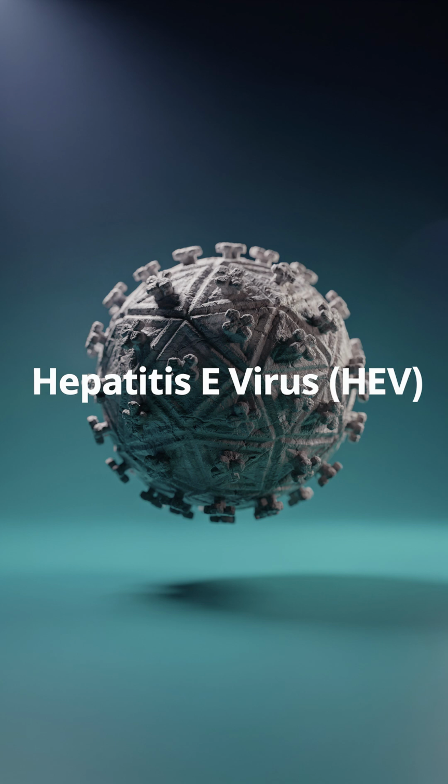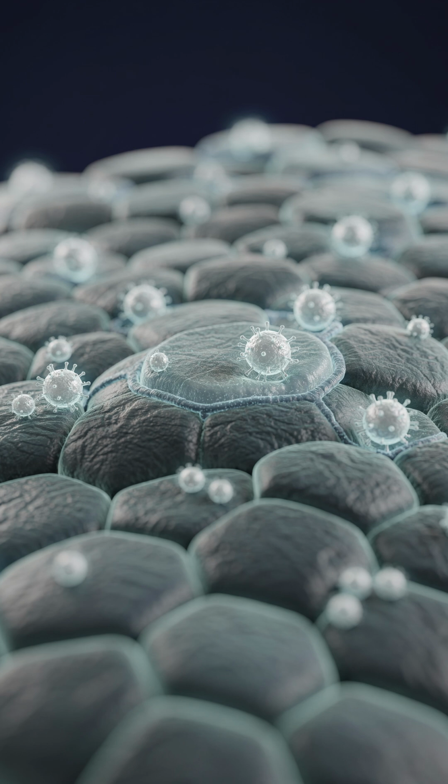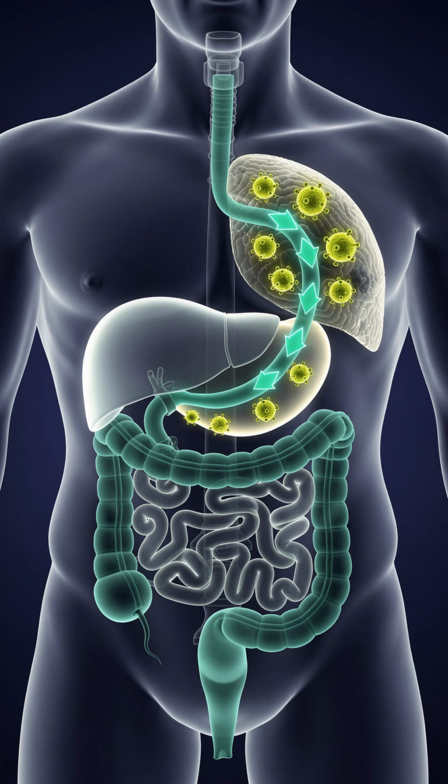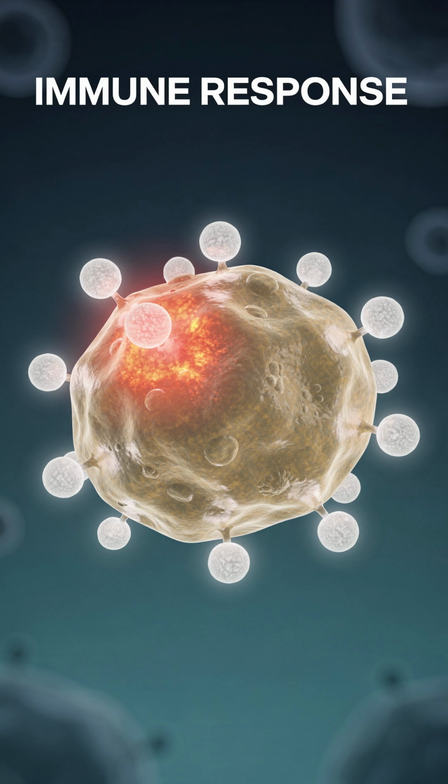The most important member of this family is hepatitis E virus, commonly abbreviated as HEV. HEV primarily infects hepatocytes, the specialized cells of the liver. After entering the body, the virus travels through the bloodstream to the liver, where viral replication occurs. The resulting immune response contributes to liver inflammation and the clinical symptoms of hepatitis.